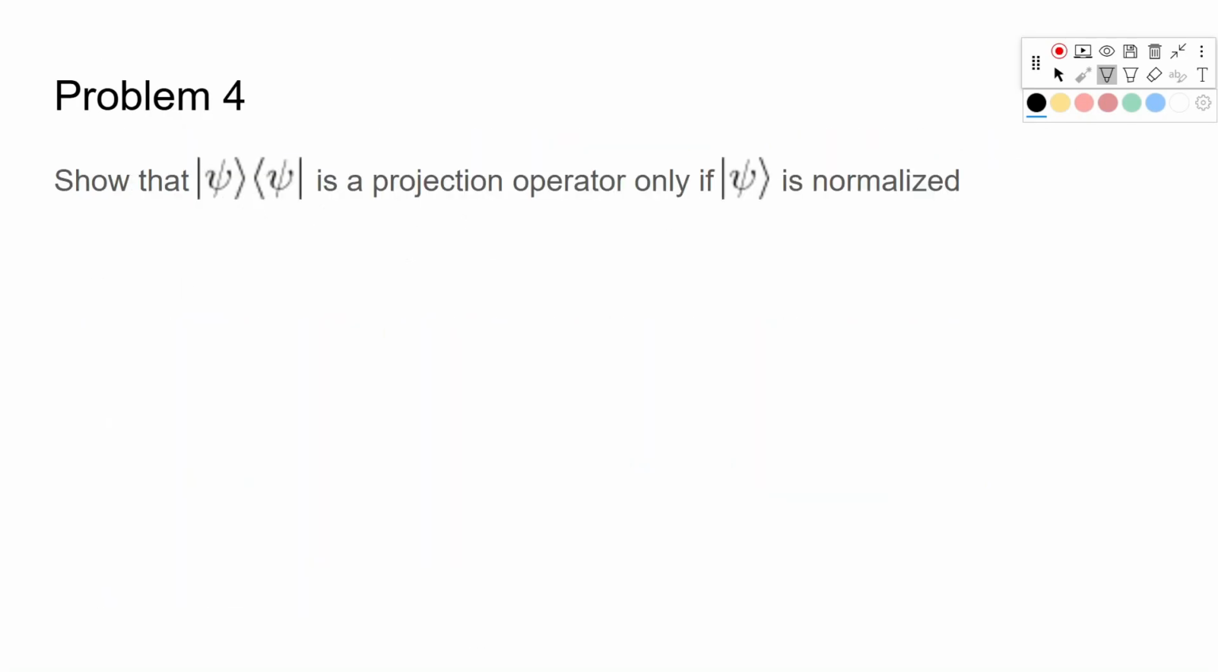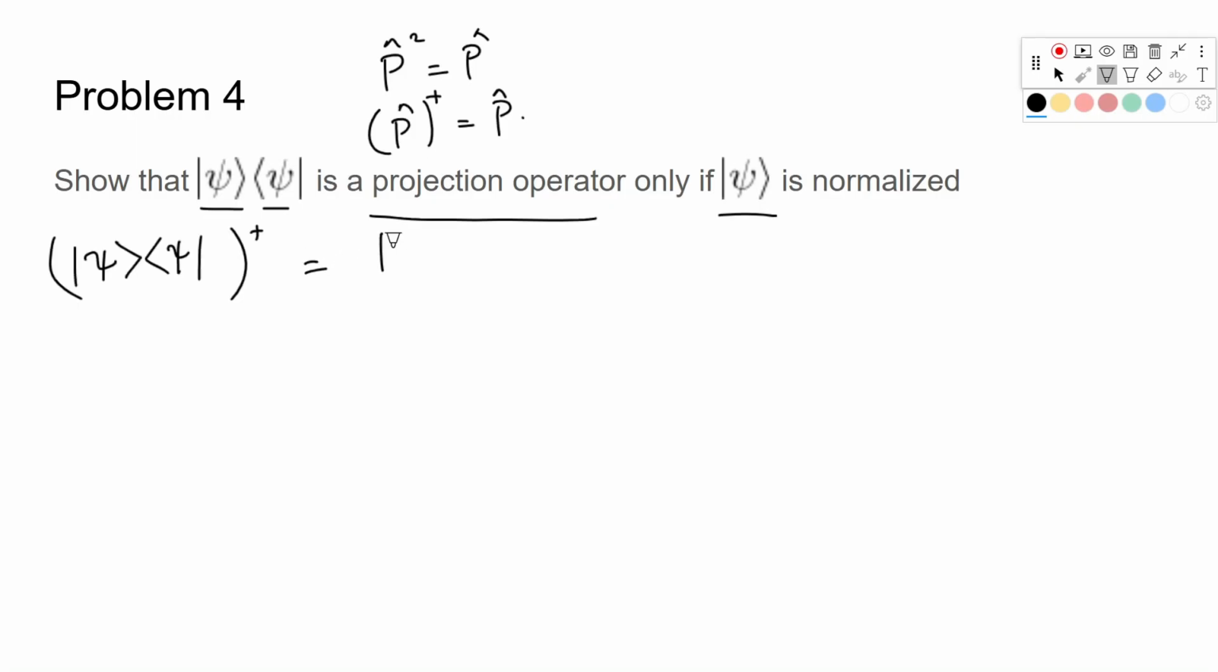Now let's solve this problem. We have to show that this ket-bra product of psi is a projection operator only if the ket of psi is normalized. Let's now recall the conditions for something to be a projection operator. Let's examine these conditions one by one. Now this is easy to see. This is indeed Hermitian.